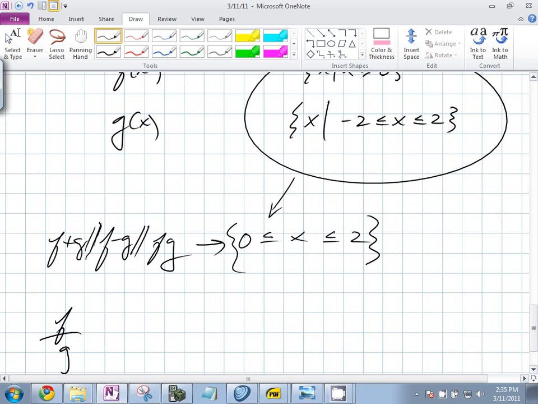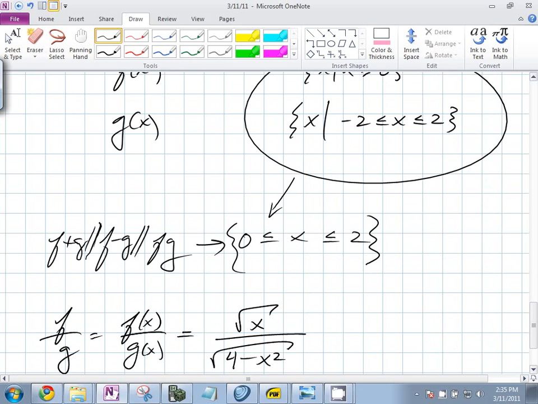What's now the trick though is if you wanted f over g. That is f of x over g of x, right? And that's going to be the square root of x over the square root of 4 minus x squared. So that's going to be what? Same except you don't count 2. Yes. So it's strictly less than 2. The only thing that changes is that it can't be 2, because the denominator can't be 0. Absolutely. Very good.